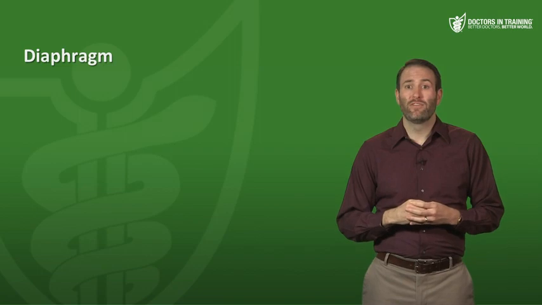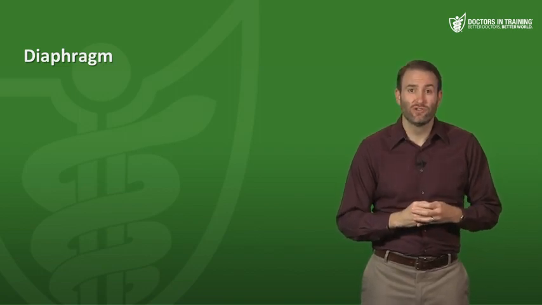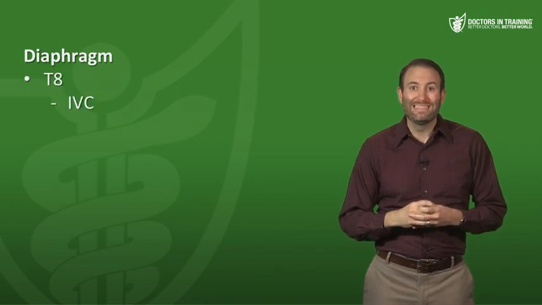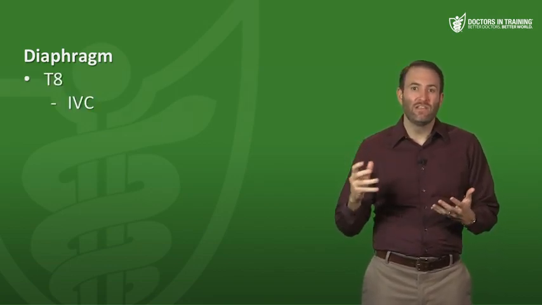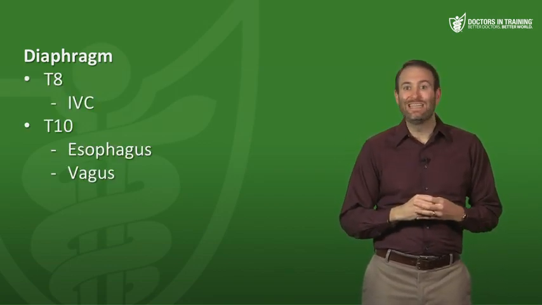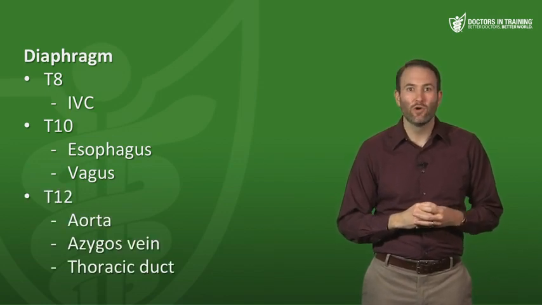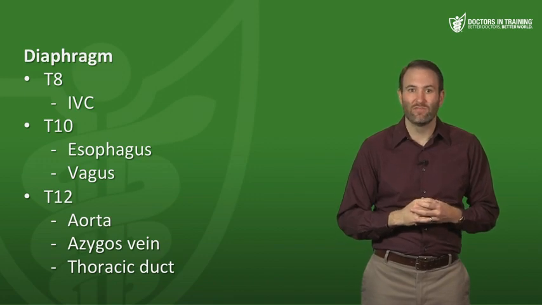Now, the last bit about the diaphragm is what structures traverse the diaphragm. So structures that perforate the diaphragm. At T8, you see the IVC, the inferior vena cava, is going to go through it. At T10, your esophagus and vagus nerve are going to go through it. At T12, your aorta, thoracic duct, and azygos vein go through that.